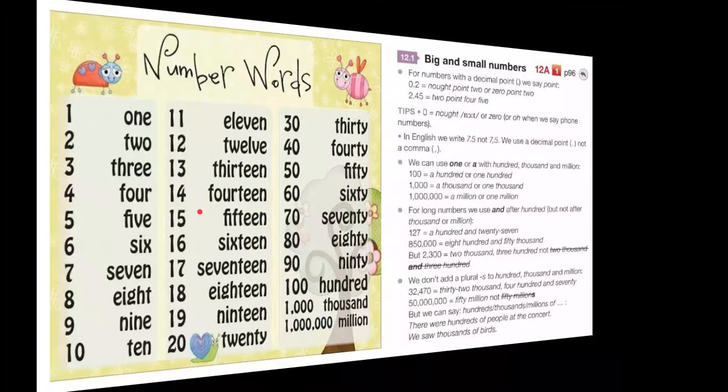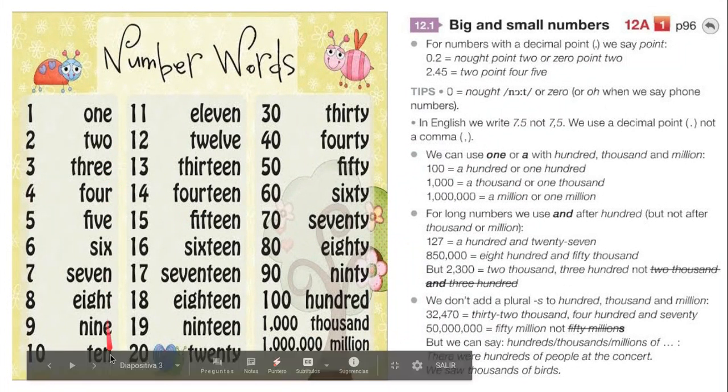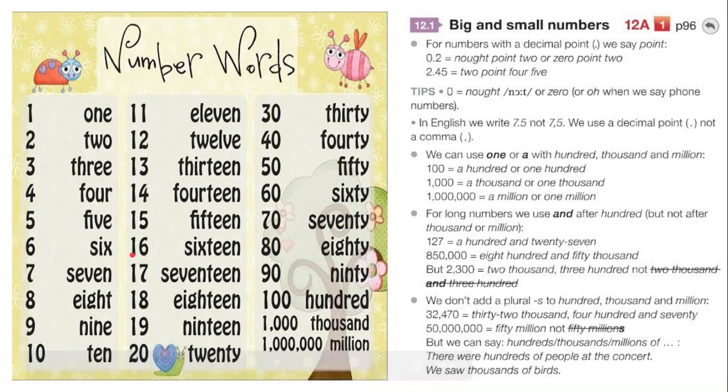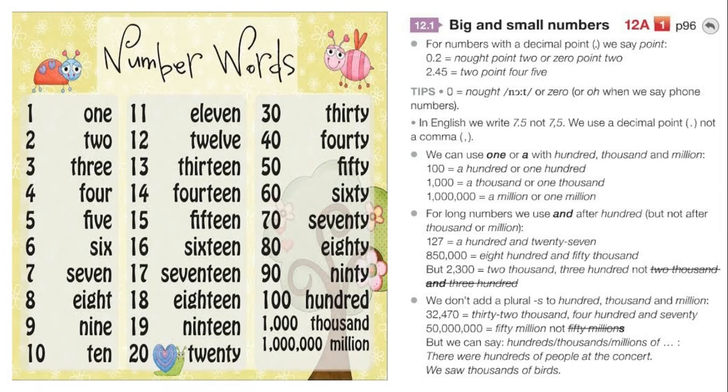Okay, so let's start with the numbers. You already know the numbers 1 to 100. Remember, we have 1, 2, 3, 4, 5, 6, 7, 8, 9, 10, 11, 12, 13, 14, 15, 16, 17, 18, 19, 20. Then we have intermediates 21, 22, 23, 24, up to 30, and then 31, 32, 33, up to 40, and so on. Then we have 90, 100, 101, 102, 103, 120. We mix and match in order to build these numbers. So with this chart, we already know that.